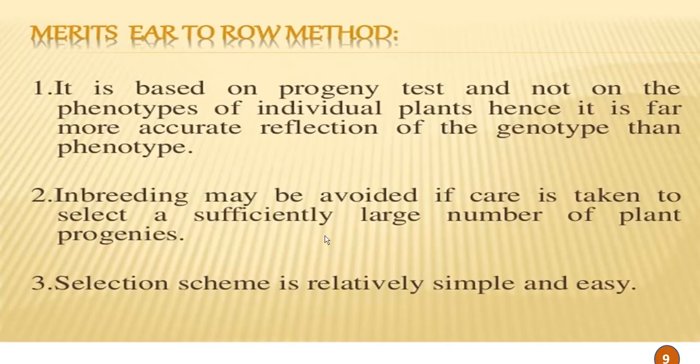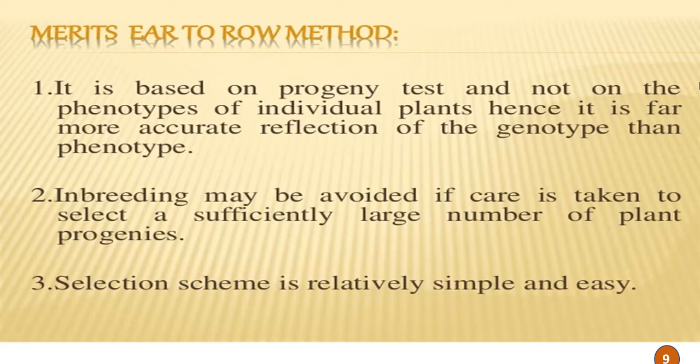So what are the merits of this ear to row method? It is based on the progeny test and not on the phenotypes of the individual plants. Hence it is a more accurate reflection of the genotype than the phenotype. So the beauty of this ear to row selection is that it is based on the progeny test, and that's why it is more accurate than the other methods.